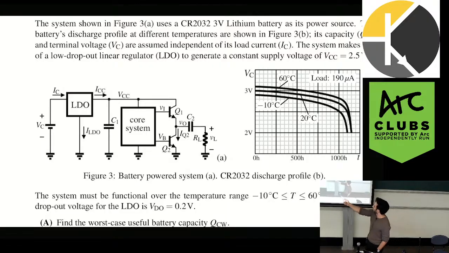So how does the LDO work? How does the power amplifier work? How does the battery discharge profile work? Only once you've understood them, then you go back to the question.